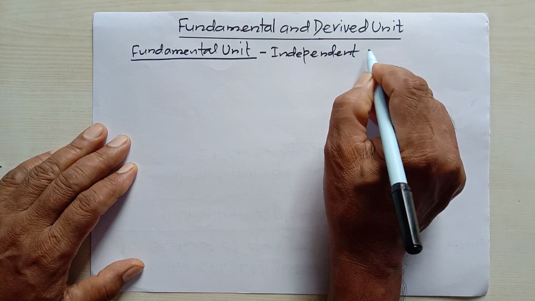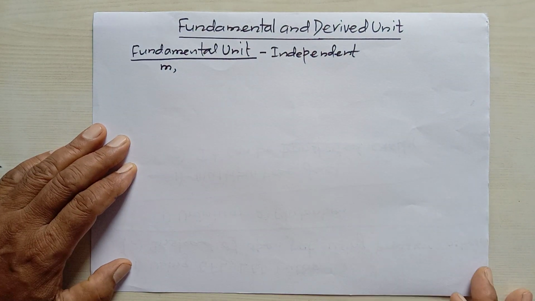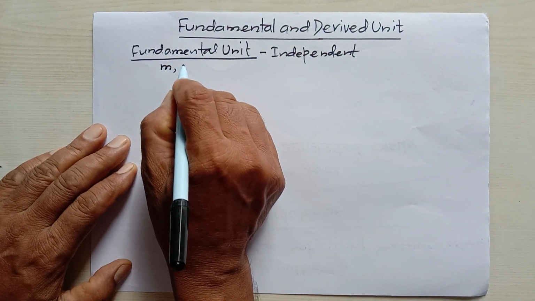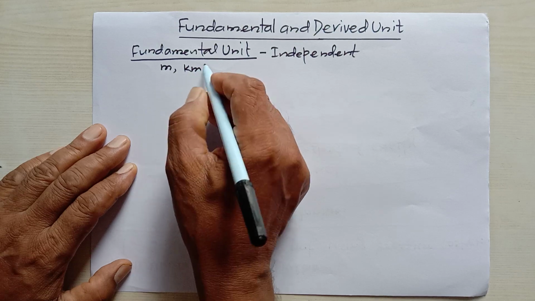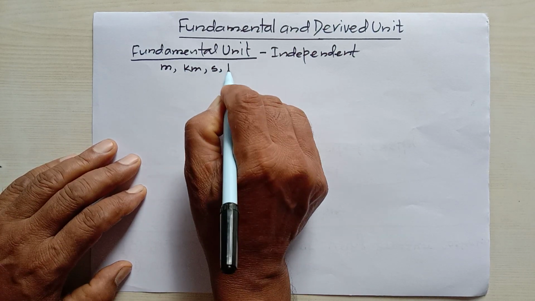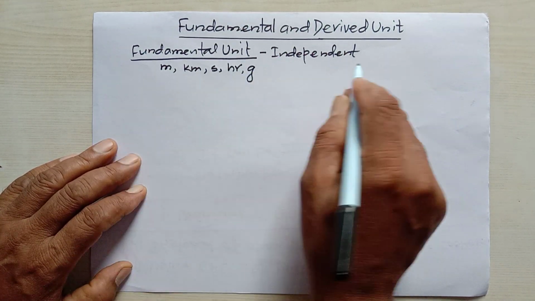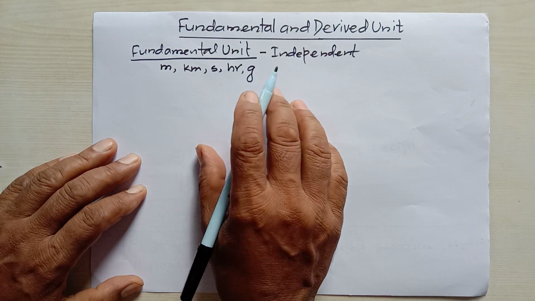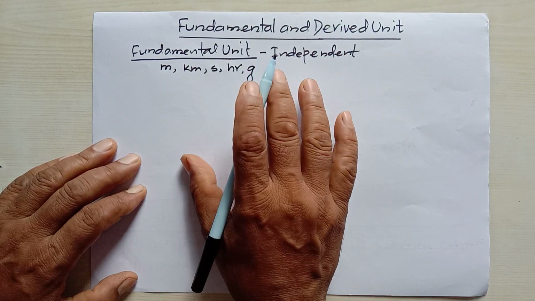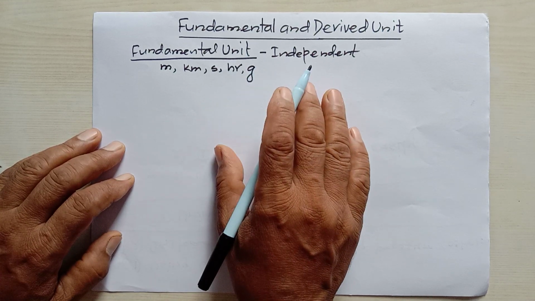Just for example, I'm writing shortly, meter, symbol M-E-T-E-R, in place of writing long, meter, kilometer. In the same way, second, hour, or we can say gram, they are not dependent on other. They are fundamental units. Okay, this is about the fundamental unit, but sometimes the question may be a little different.